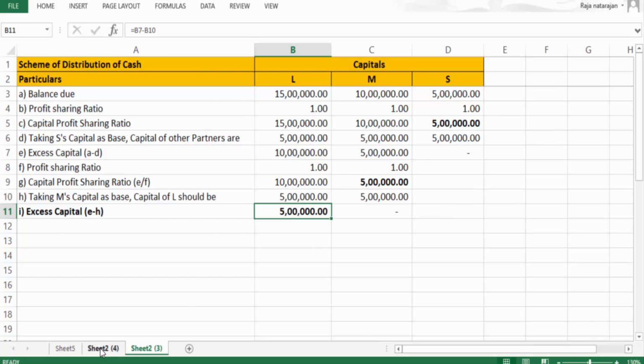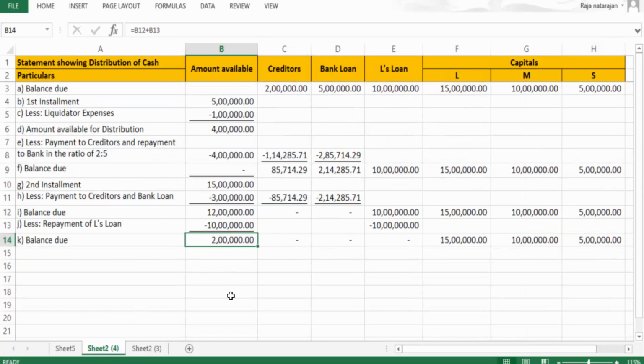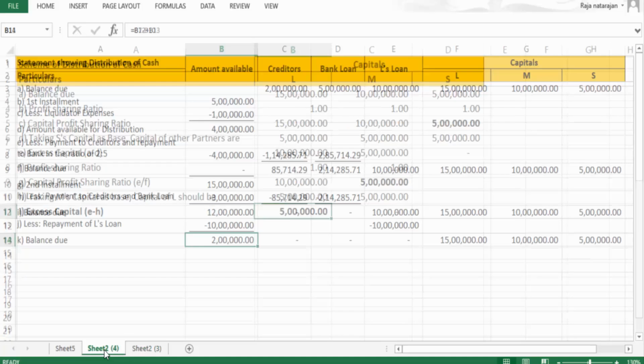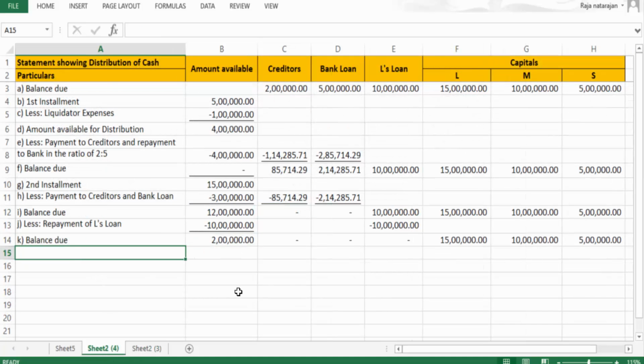Okay, so what we are going to do now is, there is some excess capital. What is the excess money available? It's 2 lakh. So this 2 lakh should be paid to L first, because he has an excess capital of 5 lakh. So let us do that, right? So I'll say item number L. We know the balance available is 2 lakhs. Let's use it for making payment to L.